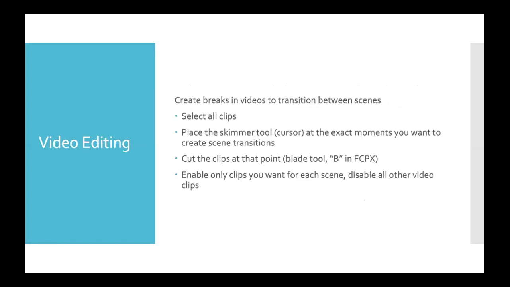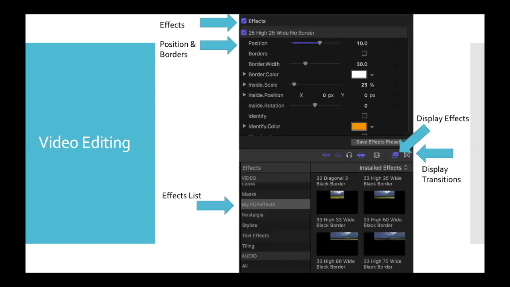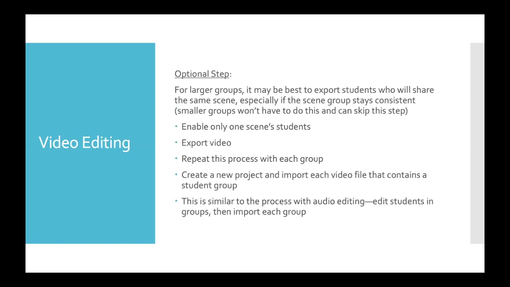In any case, once you have all of your people and you've figured out which scenes and you've resized the videos to be in those different parts of the screen, then you can create breaks. So you'll select all your clips, you'll place the cursor tool, the skimmer tool, at the exact moment that you want the transition, and then you'll make a cut. In Final Cut Pro, once you have everything there, you just press the B button and that will make a cut. Then you can disable the little snippets and clips for things that you don't want to show. So if I go back to, actually, I'll show it forward in just a second.